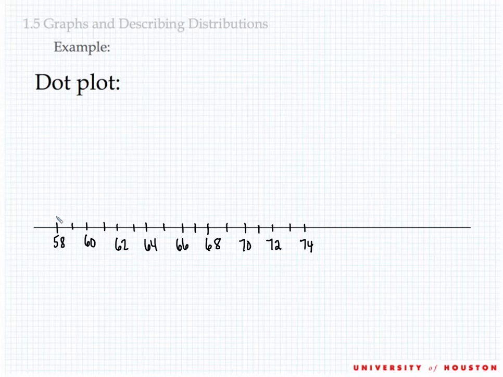We have one value that's 58, one that's 59, one that's 60, one that's 62, 4 that are 63, one value that's 64, a 65, 2 values that are 66, a 67, 3 68s, 69, a 70, 2 71s, and a 73.